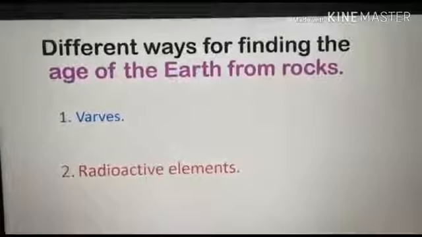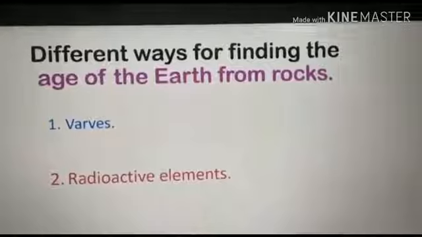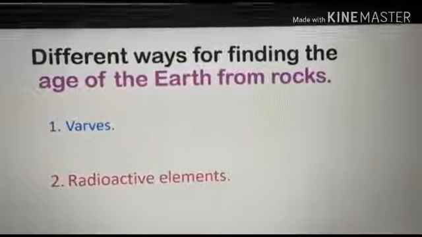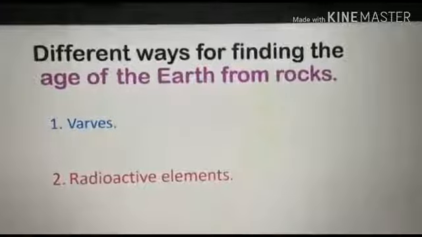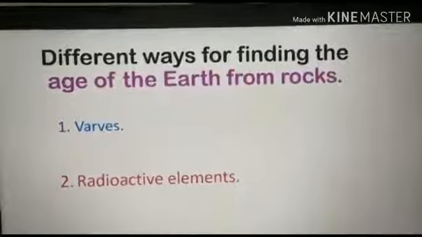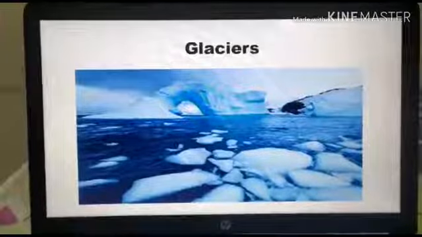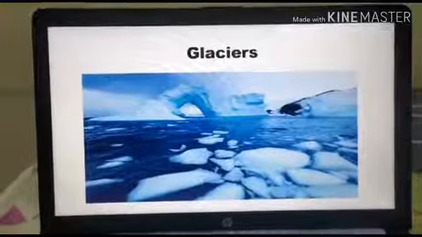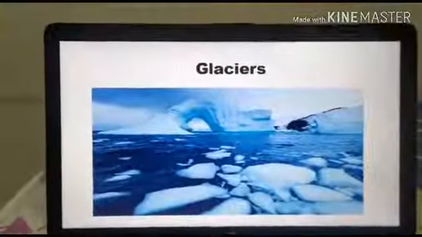Next we have to find the age of the earth from the rock layers. How can we find it? We can find the age of the earth from rock layers by two things: the varves, and the second one, the radioactive elements. So before discussing the varves, you have to look at this picture. You know the glaciers. So these are the glaciers.